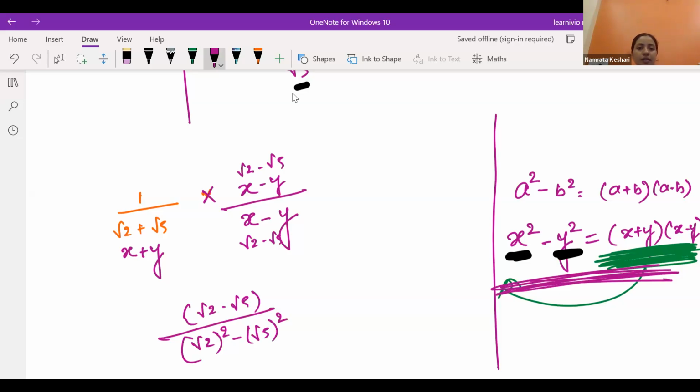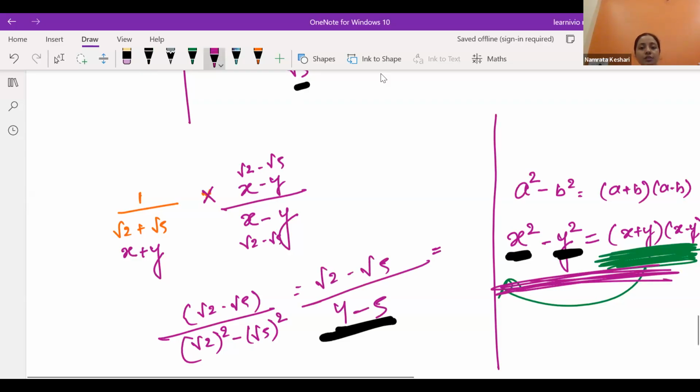Yes, Gauri and Tanisha, I can see your responses and these are correct. We'll be getting root 2 minus root 5 by 4 minus 5. Integer chapter we have already learned and we are not worried when we are getting 4 minus 5. Sorry, this is just 2 minus 5. Root 2 into root 2 is only 2. Root 5 into root 5 is only 5. Actually, it is 2 minus 5. My bad. So 2 minus 5 is minus 3. Clear?